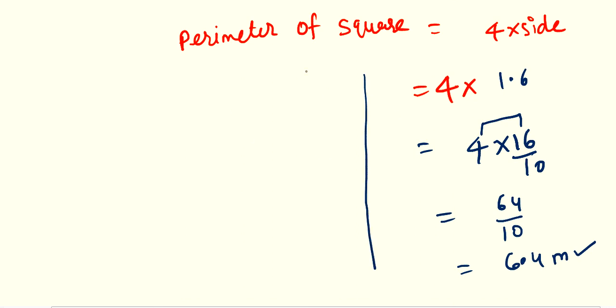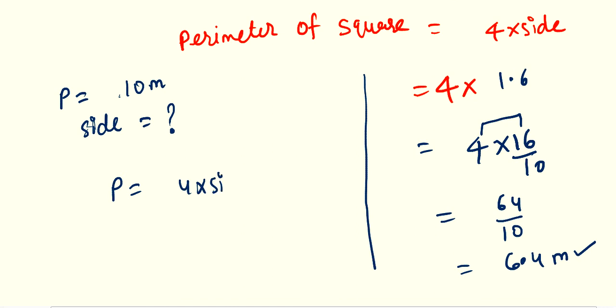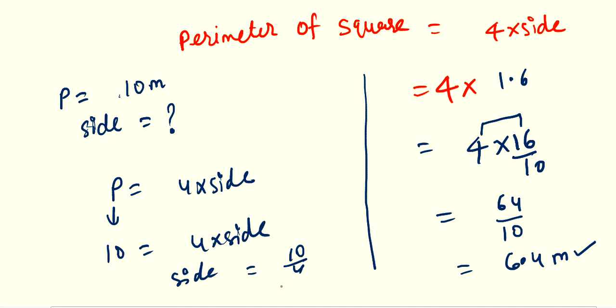Now if I want to solve this question differently, for example, if you have the perimeter 10 meter, and now you want to calculate the side. You want to calculate the side. So perimeter equals what? 4 into side. The value of perimeter 10 equals 4 into side. So the side we have to calculate. So side equals what? 10 by 4. Clear? So from there we get 2.5 meter. So this is the value of the side. So like this you have to solve question number 7.